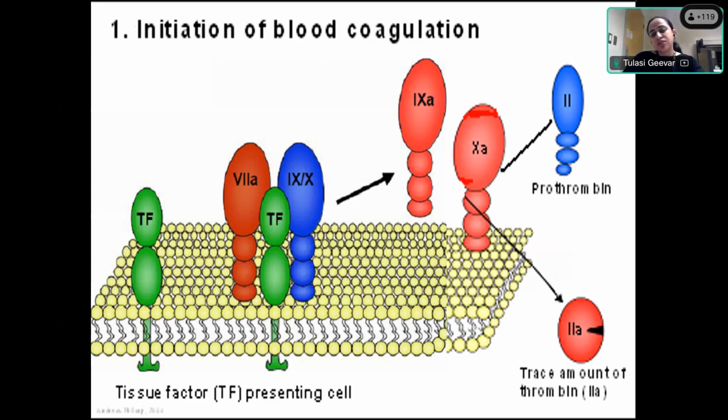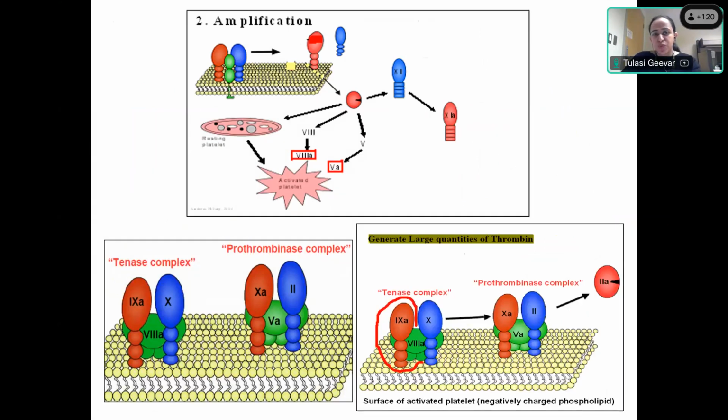Now, what does this trace amount of thrombin do? I would compare thrombin to a spark on a matchstick, which is igniting the fire for further coagulation process. So the next step is the amplification step. The small amount of thrombin which is formed in the initiation step is going to activate 11. It is going to activate the cofactors 5 and 8, and it is going to activate platelets.